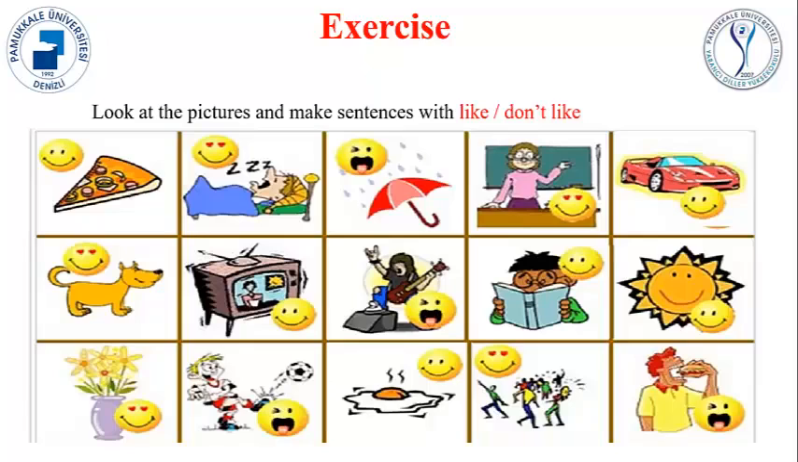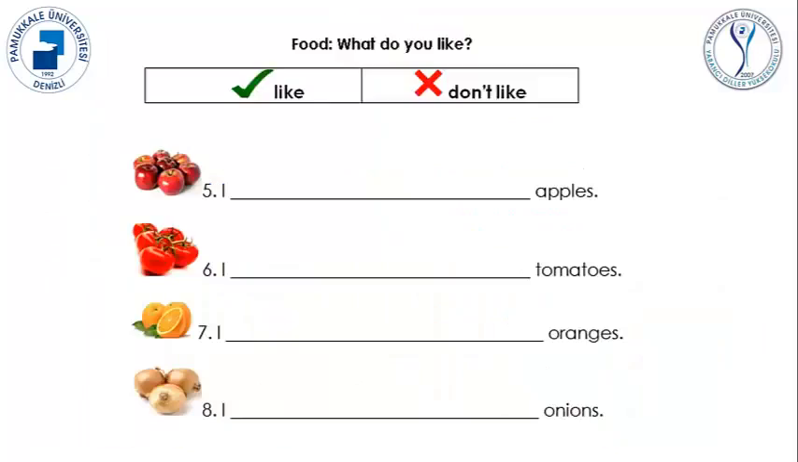Let's make a sentence with like and don't like, because it depends on the emotions in the picture. The first one, smiling, and we say, I like pizza. The second one, I really like sleeping. The third, you say I don't like rain. And the next one, I like cars, especially fast cars or luxury cars. You can complete this chart using like or don't like, okay? And five, I like apples, I don't like tomatoes. Just answer this. I like oranges, and maybe I don't like onions.